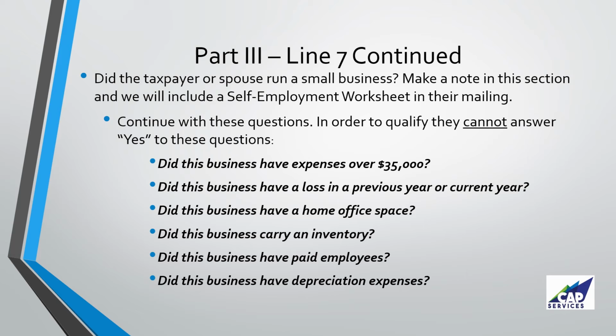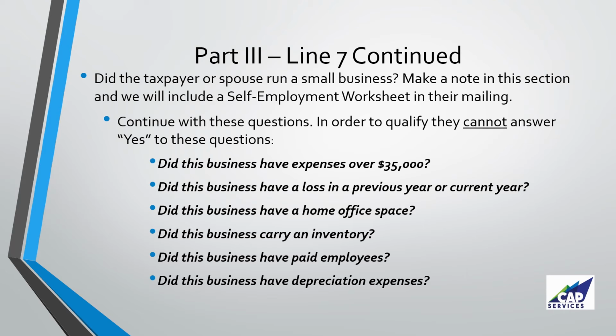Part 3, line 7 continued. Did the taxpayer or spouse run a small business? Make a note in this section and we will include a self-employment worksheet in their mailing. Continue with these questions. In order to qualify, they cannot answer yes to any of the following.